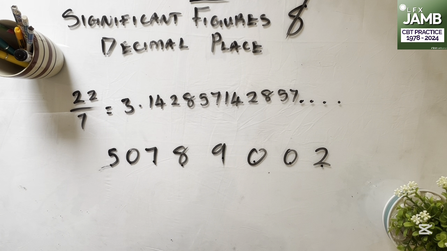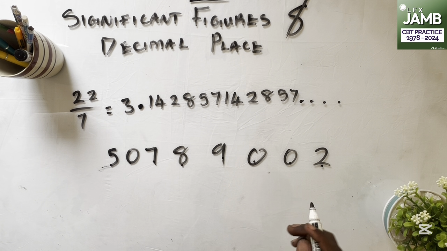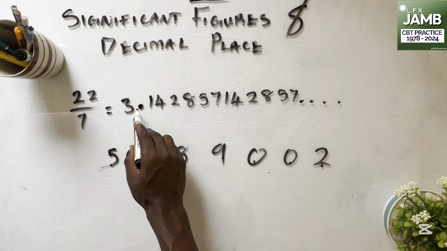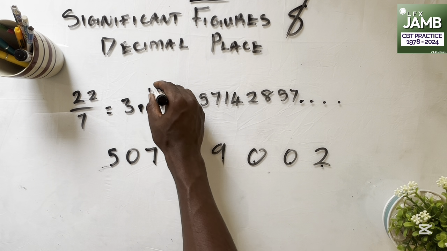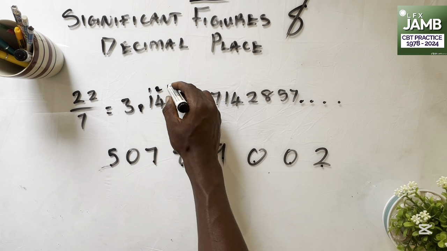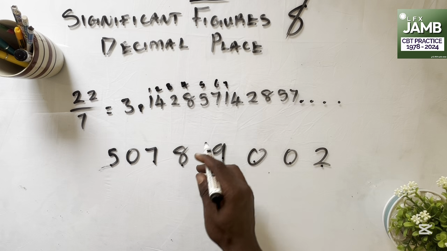Now for decimal places, we start immediately after the decimal point. Immediately after the decimal point. If this is the decimal point, this will be our first decimal place, our second decimal place, third decimal place, fourth, fifth, sixth, seventh, and so on and so forth.